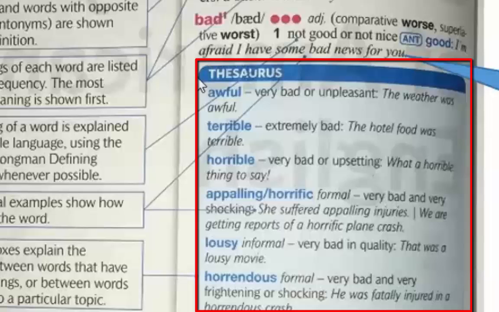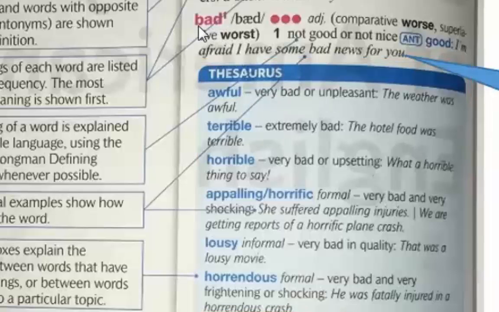So that means very similar or the same type of word. So where it says bad, you'll see the thesaurus, and then you'll see awful, terrible, horrible, appalling, horrific. So those are all words that are very similar or mean the same thing as bad.